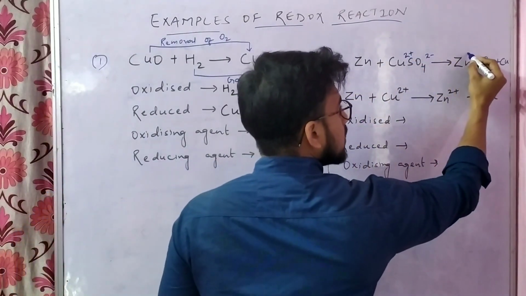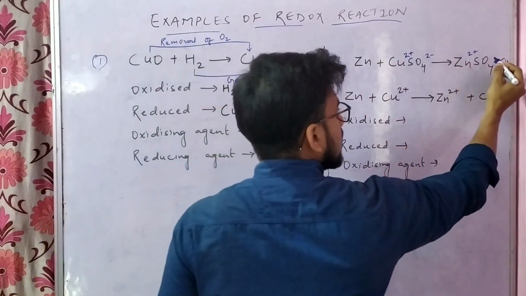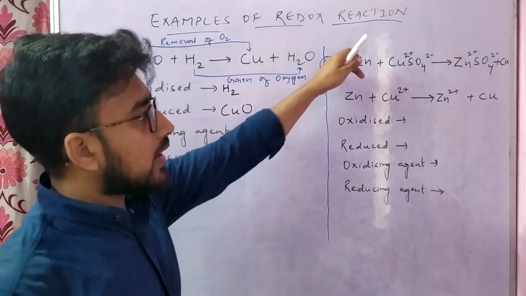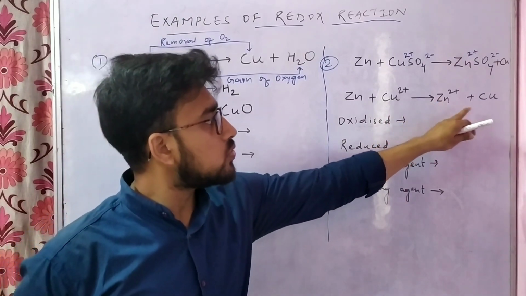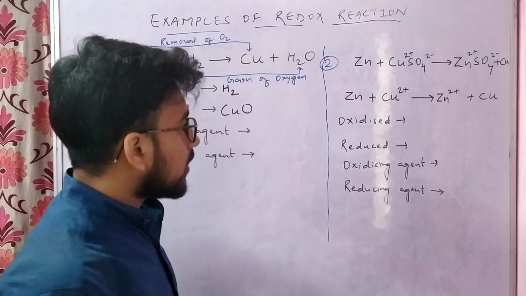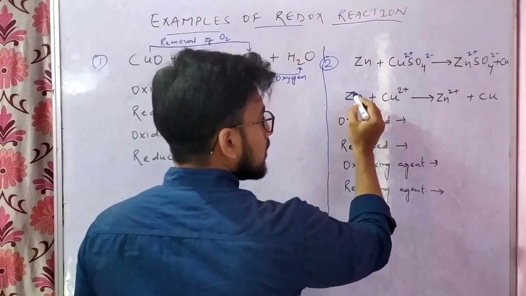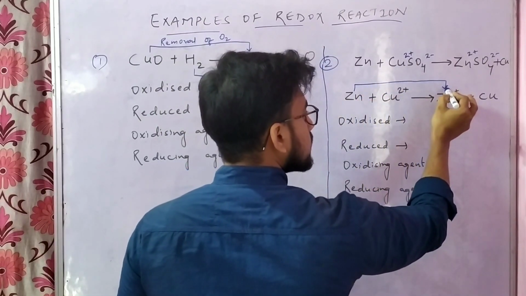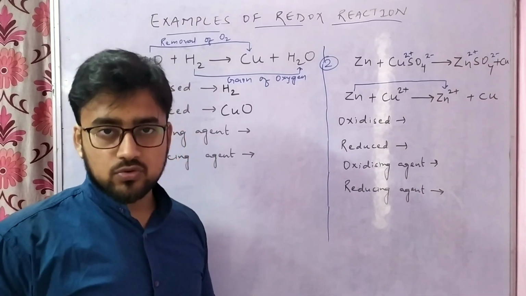Similarly here Zn is 2 plus, it's a valency, and SO4 2 minus. That's why it is cancelled out. So I can write this reaction like this also, Zn plus Cu2 plus gives Zn2 plus and Cu. This is the ionic form of the reaction. So you can now see what is happening here: Zn, earlier it was Zn and it is now getting converted into Zn2 plus. 2 plus means what? It has lost 2 electrons.